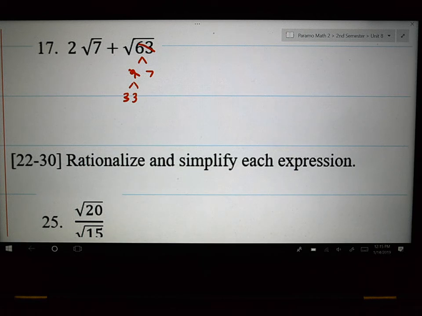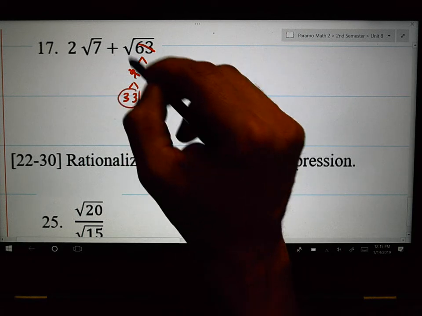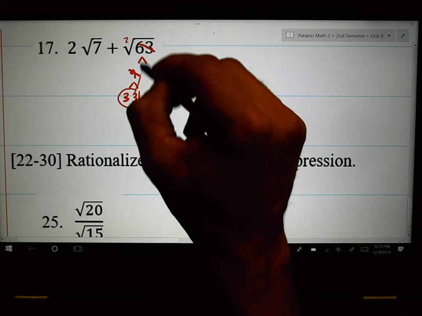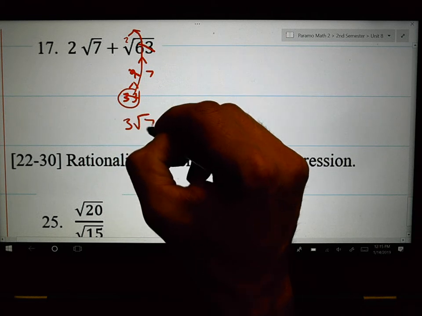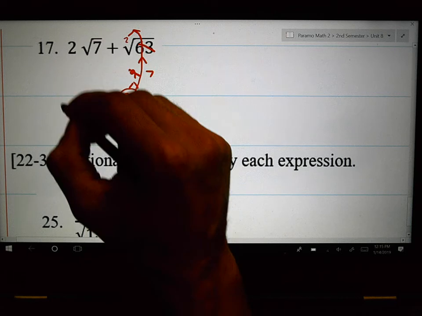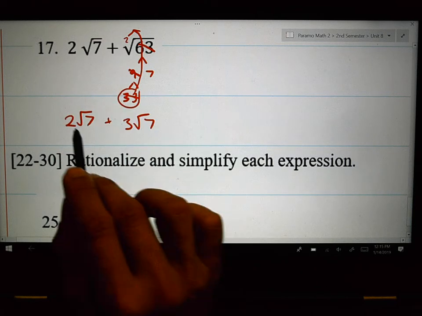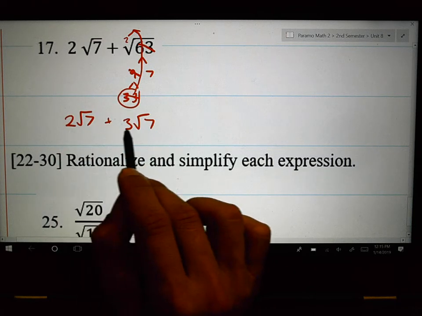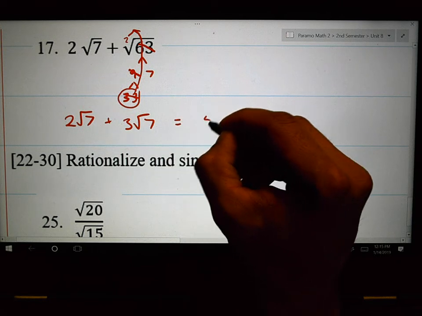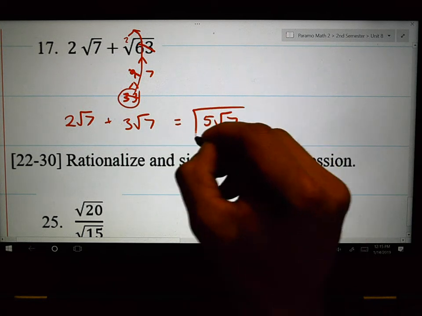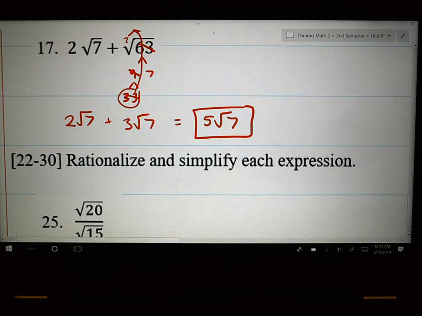So if so, you're going to have to look for your square root, your pair, to pop out a number like we just did and get a 3 root 7. You'll leave this one alone. And then what you can do is do 2 root 7 plus 3 root 7. 2 root 7 plus 3 root 7 is 5 root 7, which is your final answer for number 17. Simplify it first to combine like terms.